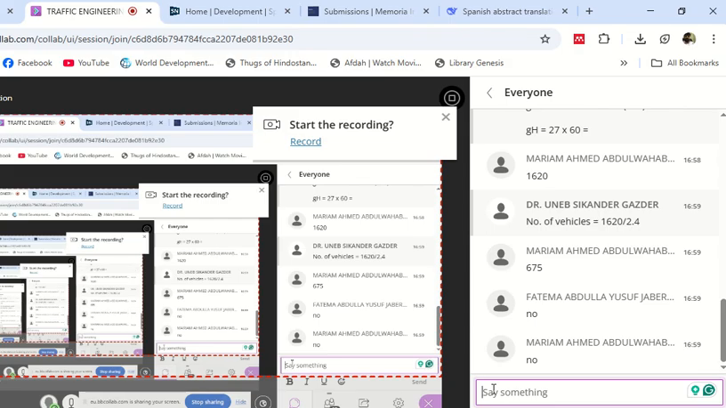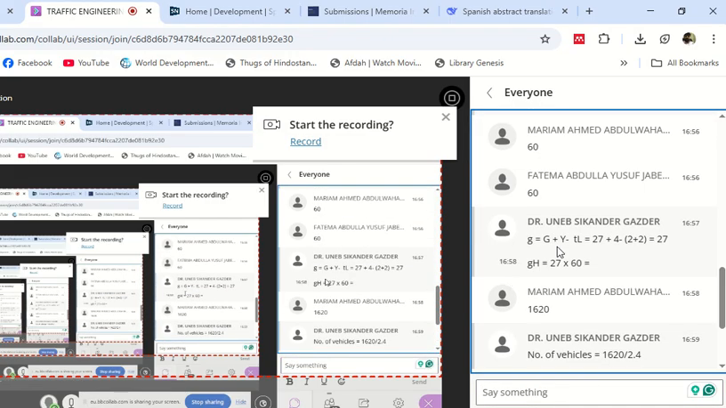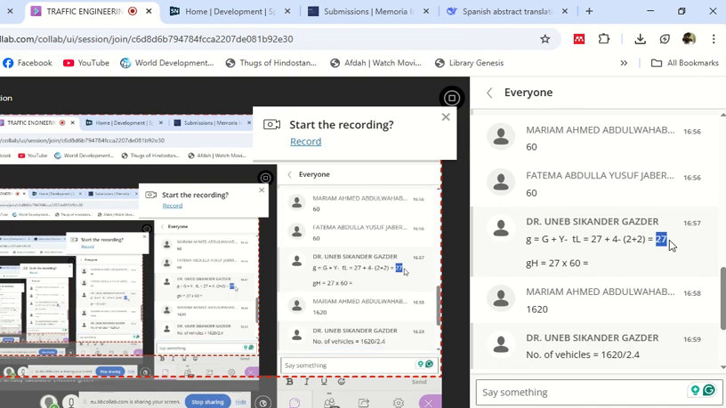Okay, method 2. Method 2, we will use a ratio. Now I have already calculated effective green time for one cycle, right? So in one cycle, 27 seconds of effective green. So I can calculate a ratio which is called the G by C ratio. G I know 27, C is cycle time, which is 60. So I got G by C ratio.